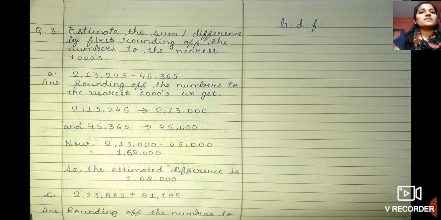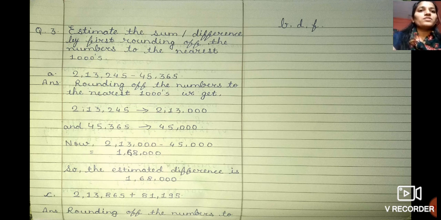So we have estimated the sum or difference by first rounding off the numbers to the nearest tens and hundreds. Now we are going to round off to the nearest thousands. As we all know, when we round off to the tens, we refer to the ones place. When we round off to the hundreds, we refer to the tens place, and when we round off to the nearest thousands, we now refer to the hundreds place.